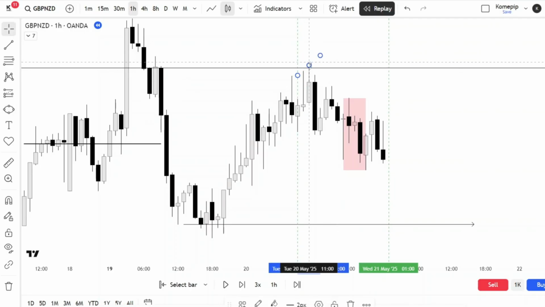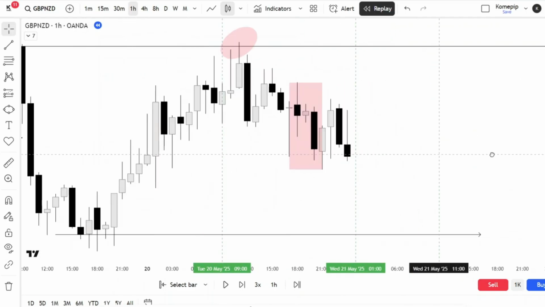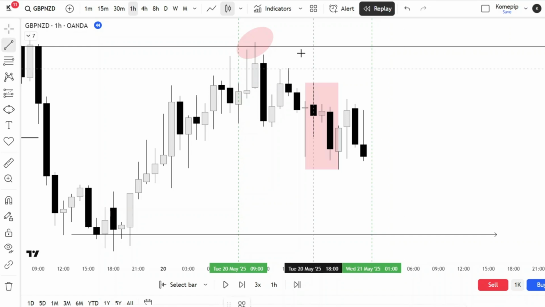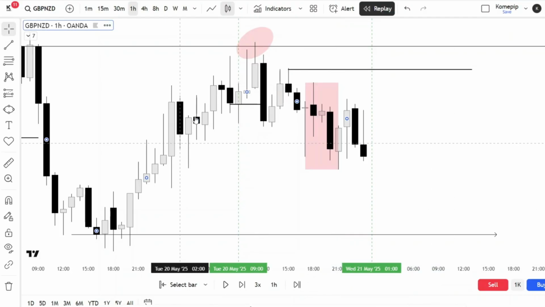Okay, I just want us to, okay, so this is where the 4 hours is rejecting from. So do we have a 1 hour confirmation of our storyline? Obviously, look at that, we have our break of structure right there. So automatically we are looking for sales. Okay, and of course we have some liquidity level here. Look at liquidity right there.